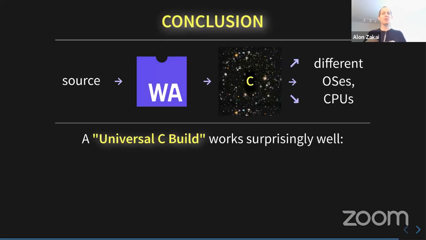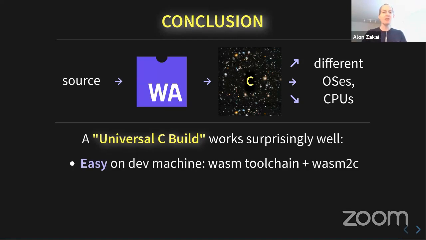Okay, so just a few more slides to sum up. So the idea here is you take your source code, compile it to WebAssembly, compile that to a universal C build. And then that one build you can ship to different OSs, different CPUs, all your users, no matter what machines they have. And that universal C build actually works surprisingly well for a few reasons.